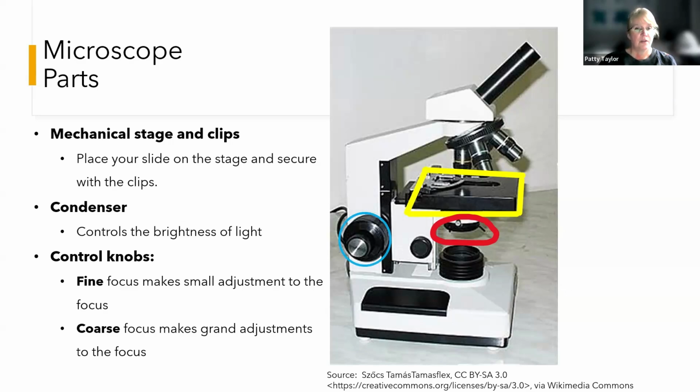Now, there's also a set of knobs on the side. They're control knobs to help you focus your specimen on the microscope slide. There's actually a bigger wheel called the coarse focus knob, and there's a smaller one called the fine focus knob. The fine focus makes small adjustments. If you have something mostly in focus and you just want to sharpen the image, you'll use the fine focus knob. But if you don't see anything at all and you're trying to locate your image, that coarse focus knob will actually give you grand movements of that stage up and down so that you can locate your specimen.